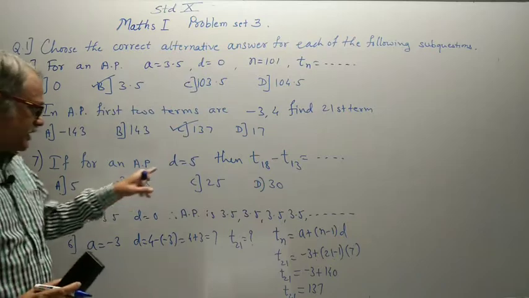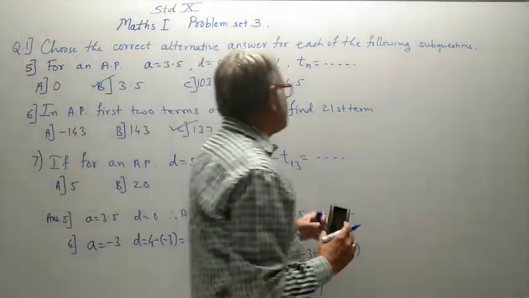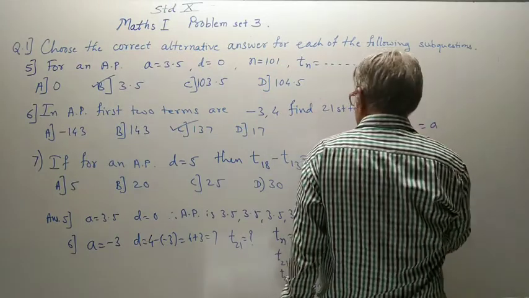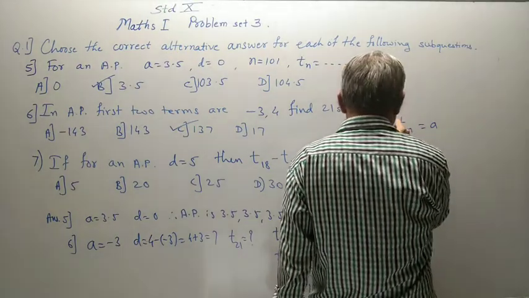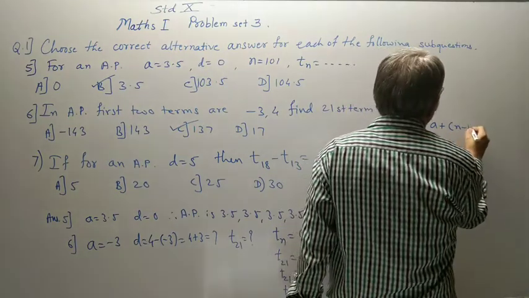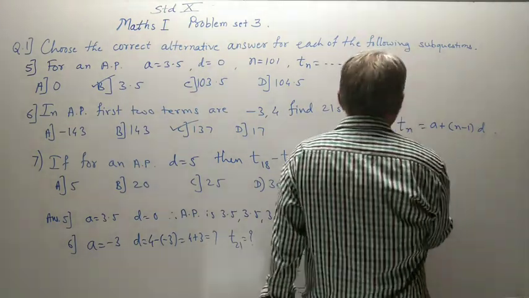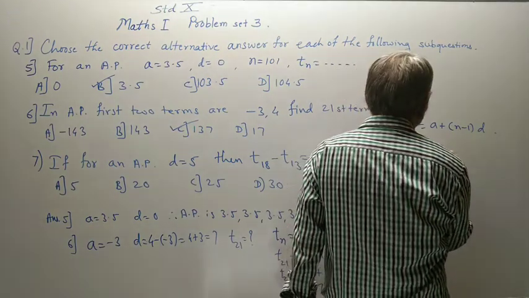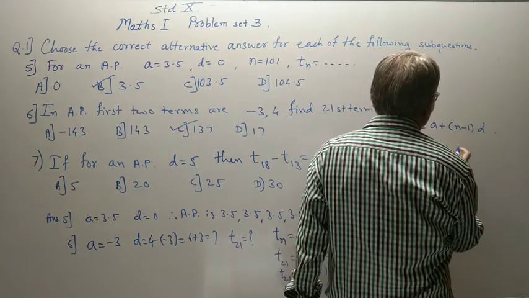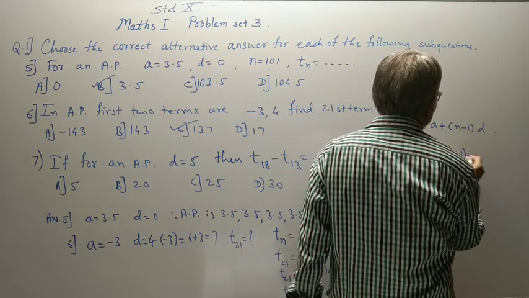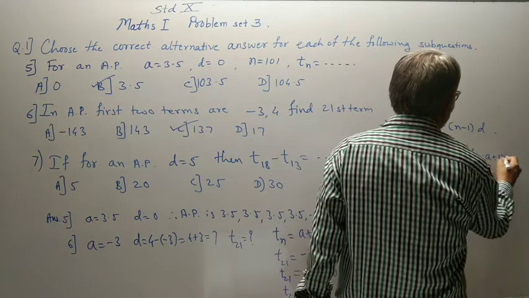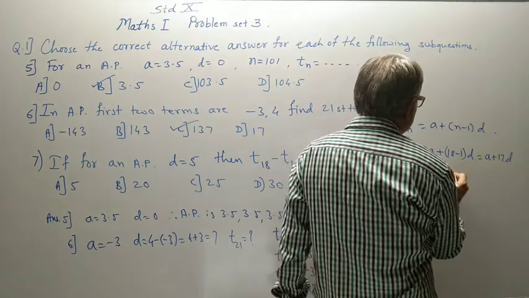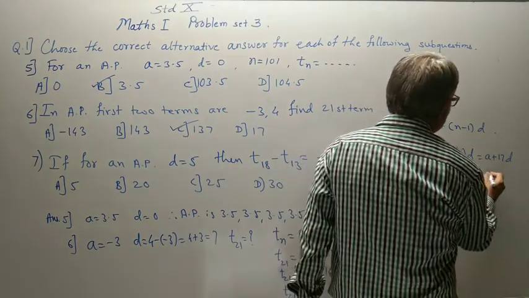And last, D is 5, T18 minus T13 is asked. Tn is, I am doing rough work for 7th, A plus n minus 1 into D. T18 is A plus 18 minus 1 into D, that is A plus 17D. T13 is A plus 13 minus 1 into D, that is A plus 12D.